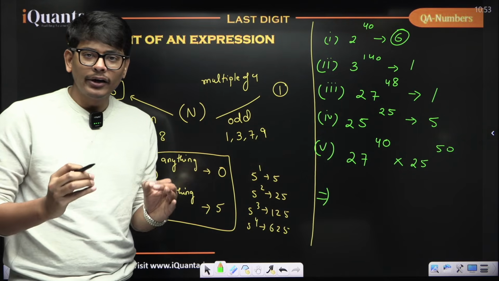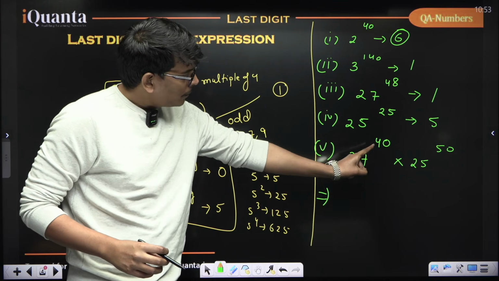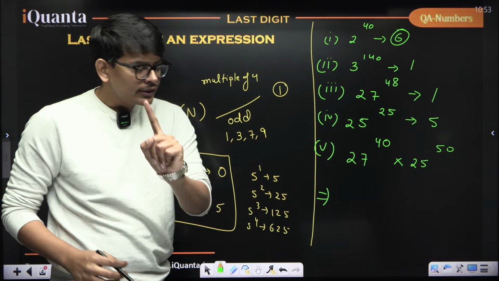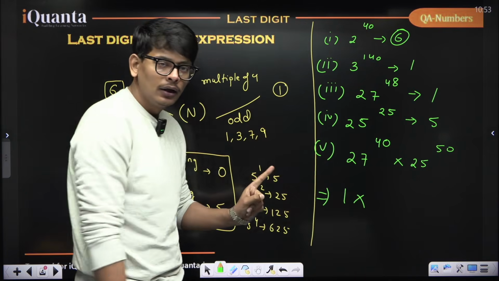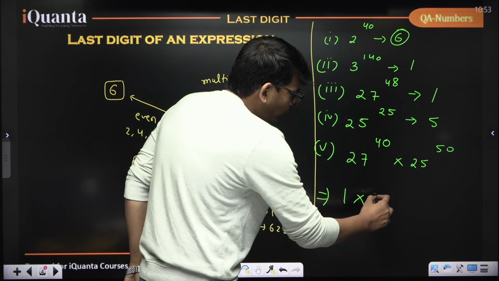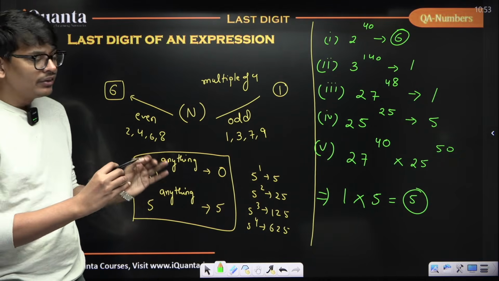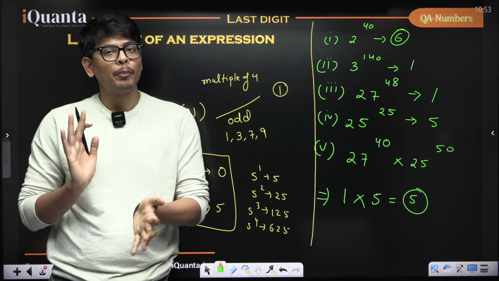Suppose we have to find out the unit digit of this expression. Number is odd, power is a multiple of 4, unit digit is 1. Number ends with 5, power is anything, unit digit will always be 5. So, answer is 5. That's it. So, within 5 to 10 seconds, you can solve such type of problems.